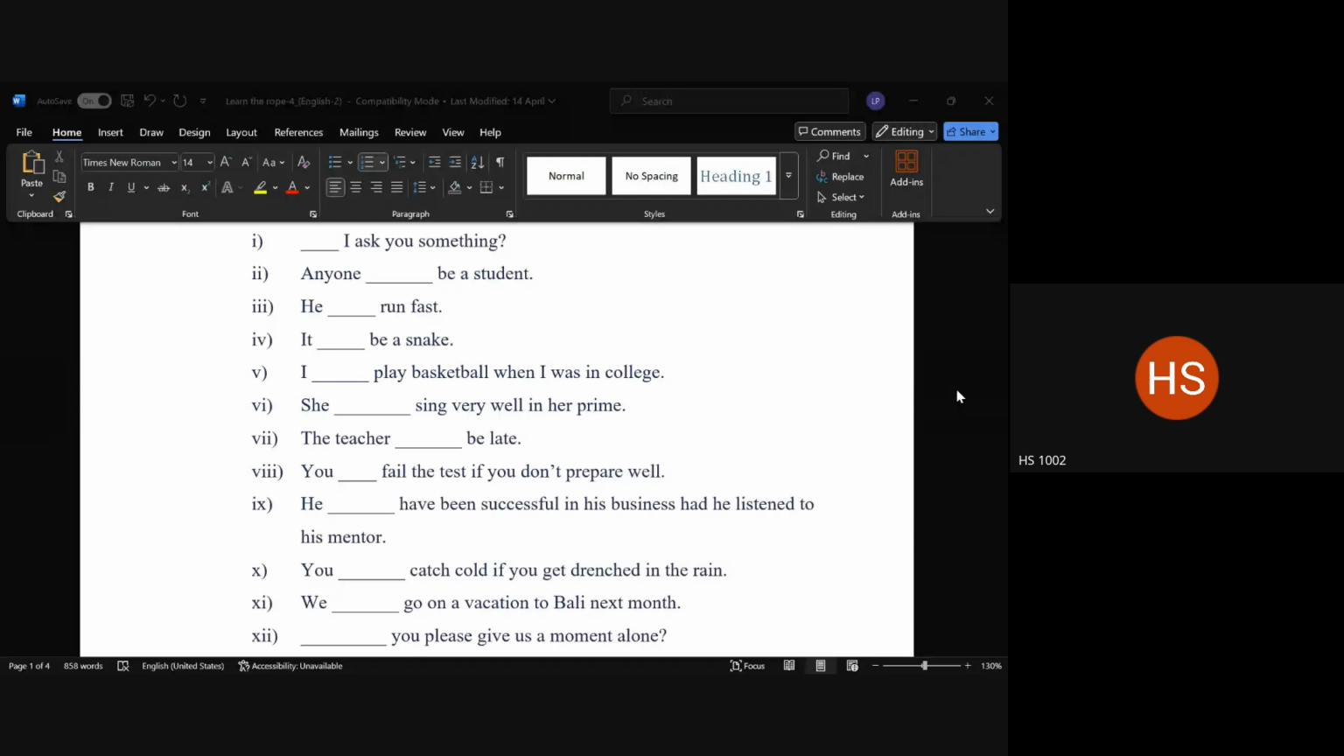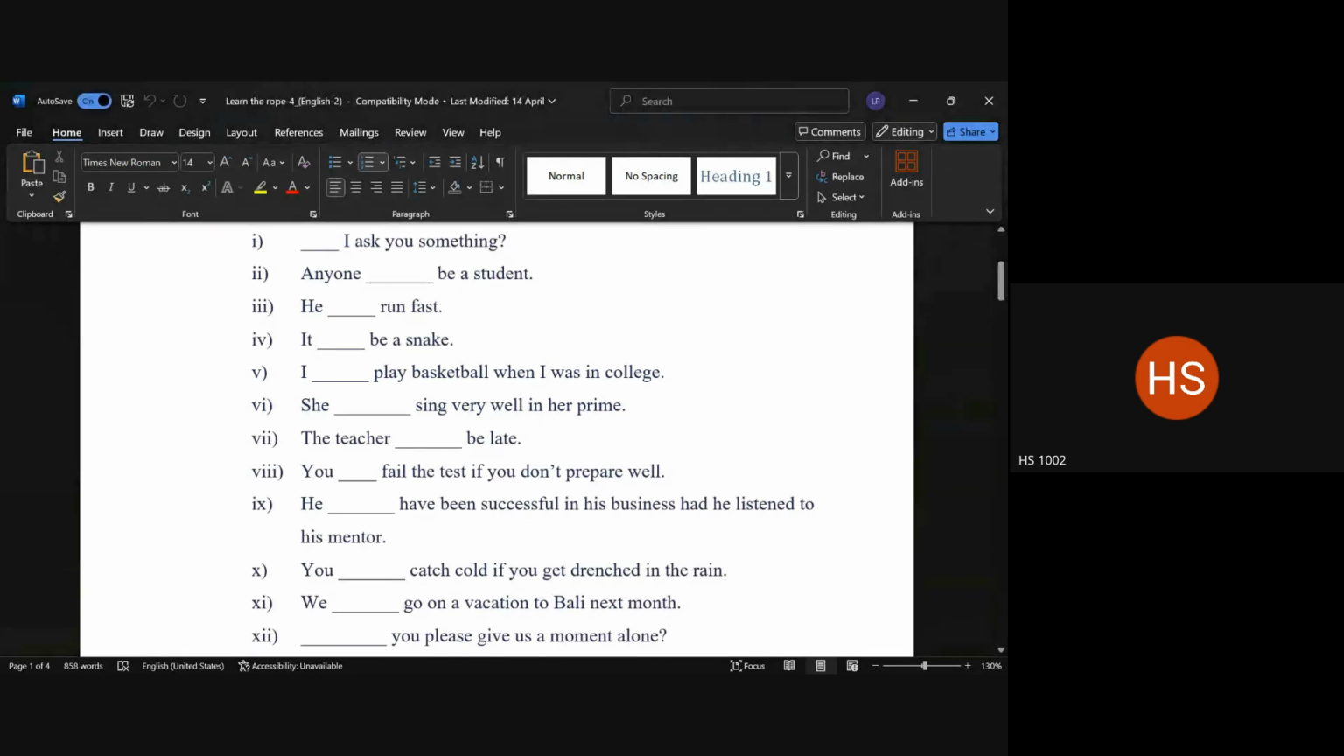He dash run fast. Give me a moment. Can. Yeah. He can run fast. So ability, right? Any other answers? I mean, sorry, in the previous one, can is more used, no? You can use can or could. Yeah, we can use can. That is right. He can run fast is obviously a good answer because it directly is an expression of ability, right?